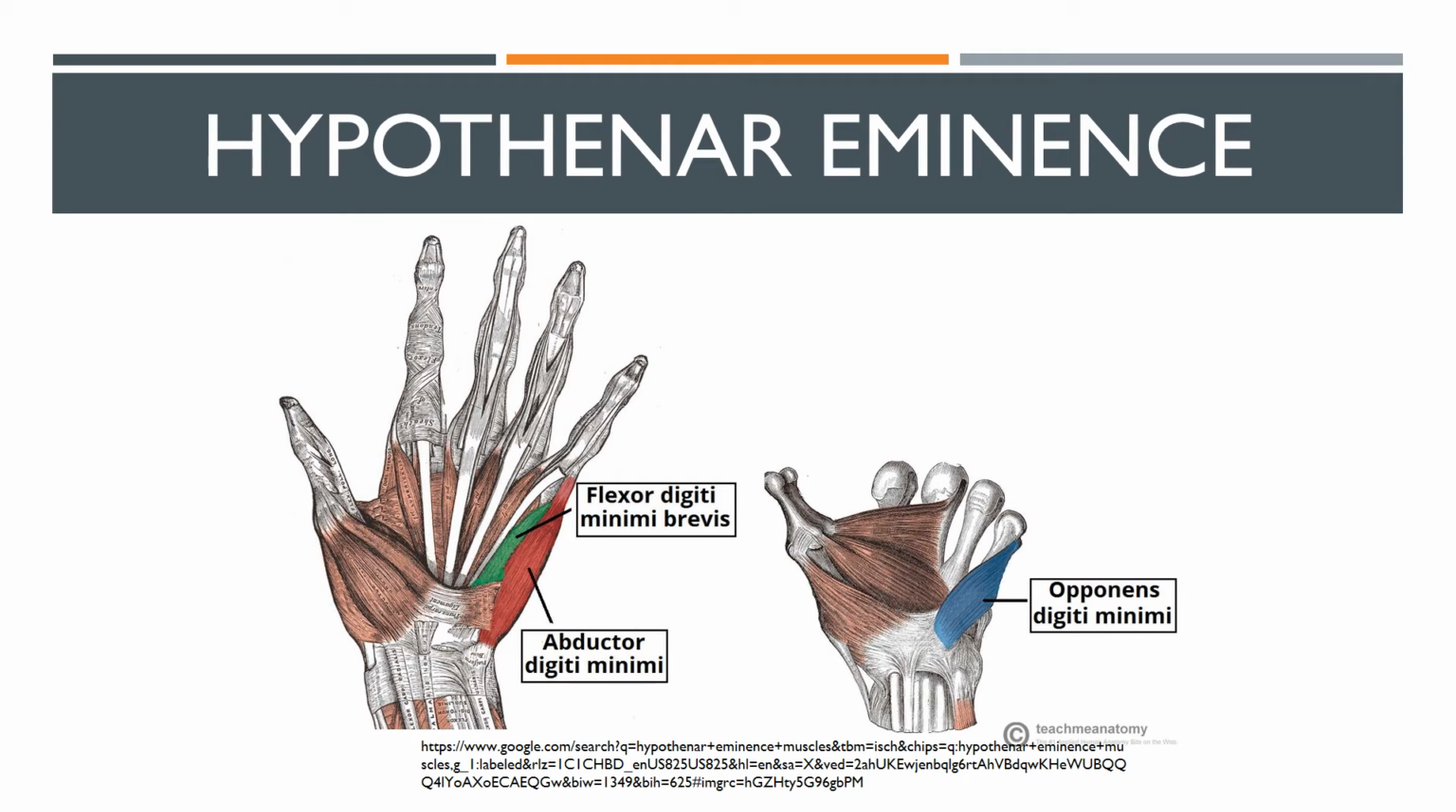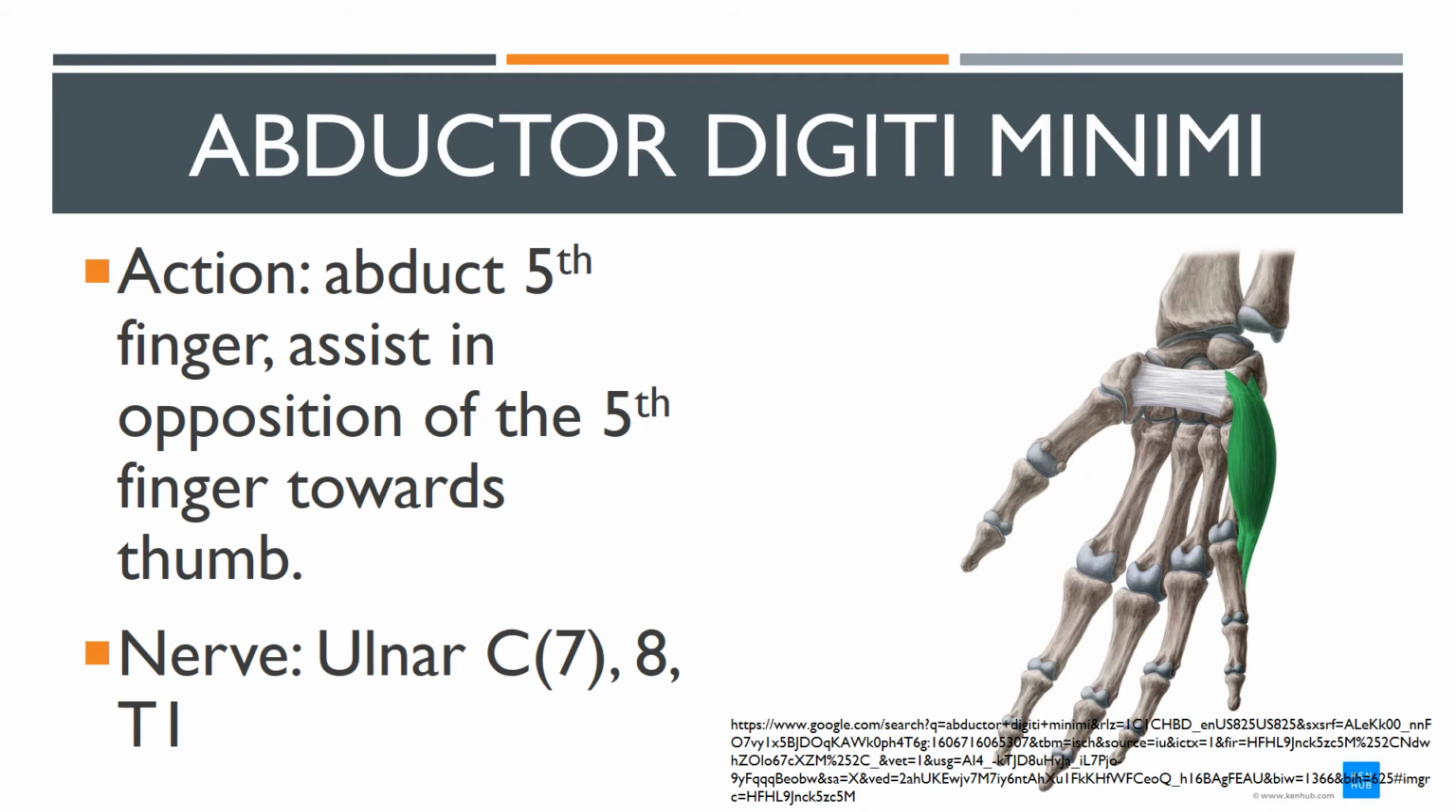The hypothenar eminence consists of the flexor digiti minimi brevis, abductor digiti minimi, and opponens digiti minimi. Abductor digiti minimi abducts the fifth finger and assists in opposition towards the thumb. The nerve is C7 and 8 and T1.